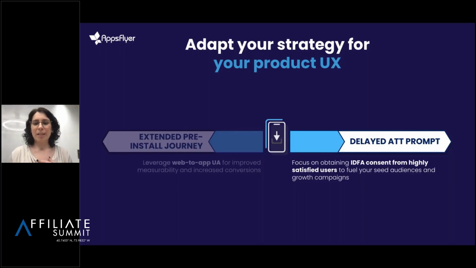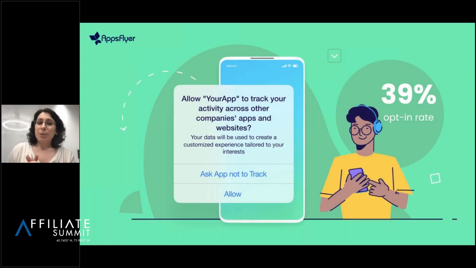Let's take a little look at what happens once your users have installed. I have some good news. Well, I mean, it's good news, I think. We have our preliminary data about the ATT prompt, that roughly 39% of users are opting in, clicking allow, that is. And that number is a lot higher than the industry initially predicted.